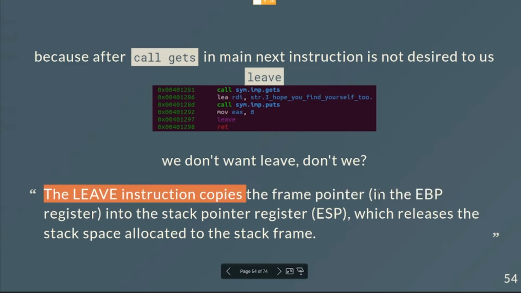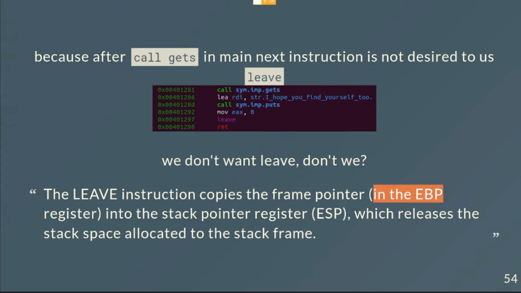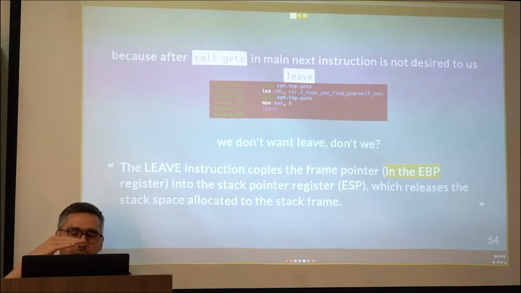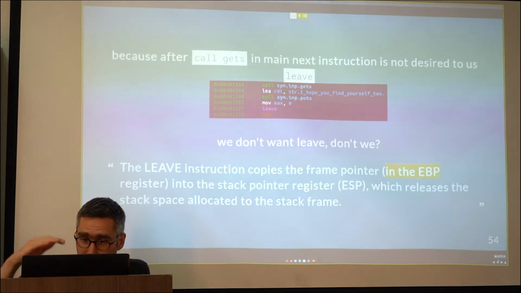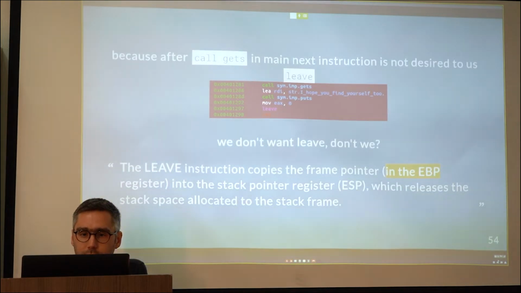The leave instruction will rewind your frame pointer. The frame pointer means EBP. EBP is kind of the function frame. When you call a function, you move your stack a little bit and use it for local variables. So leave will kind of undo it. We don't want to undo it because we already have our ROP chain in our stack.